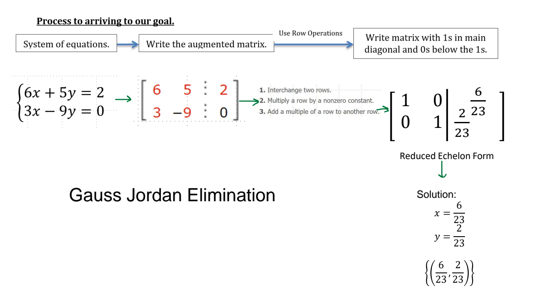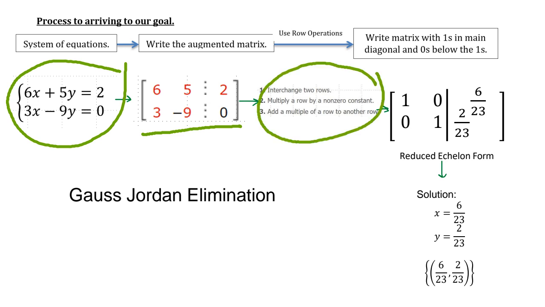Okay, so if you have a system of equations, then your first step is to write the augmented matrix. So here's my augmented matrix. Then we're going to use row operations. These are your row operations. And then our goal is going to be that our matrix has 1s in the diagonal and 0s everywhere else.